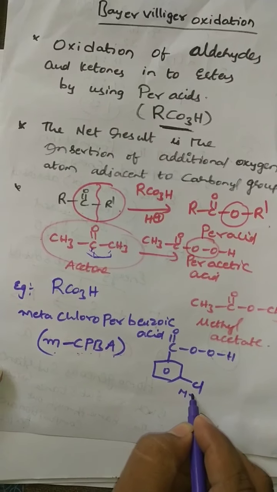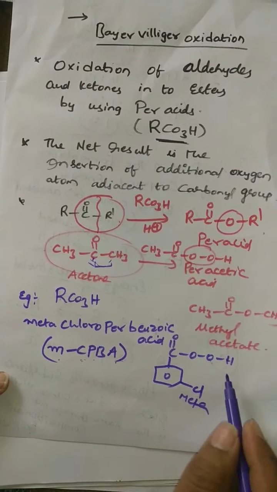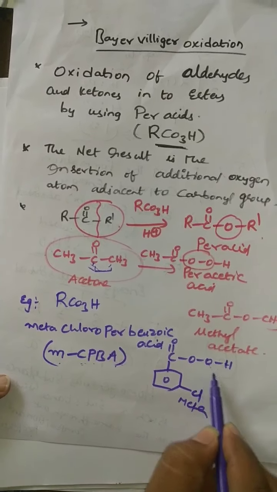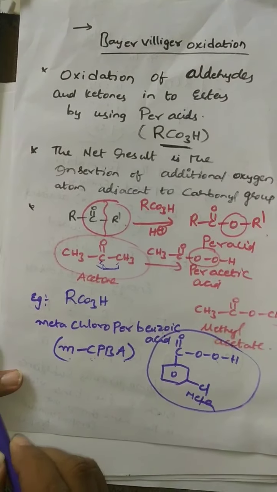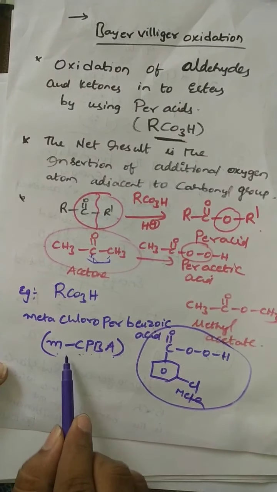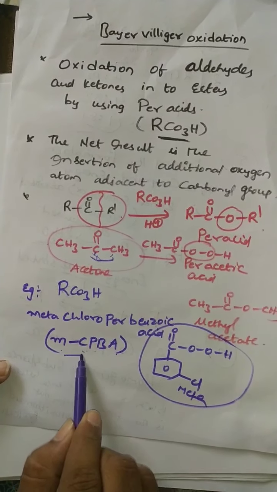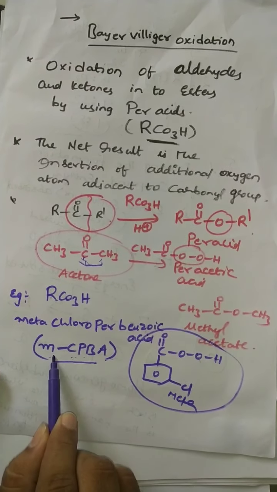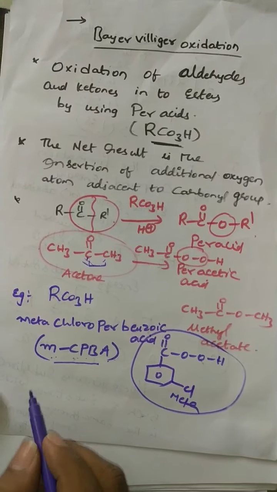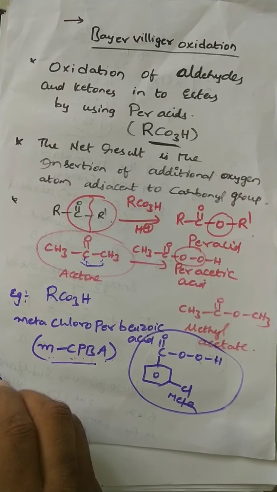Benzoic acid, you know, has COOH. Instead of COOH, an extra oxygen is inserted. This is the structure of metachloroperbenzoic acid. Instead of giving all this, they will simply keep MCPBA on the arrow. That is nothing but metachloroperbenzoic acid.